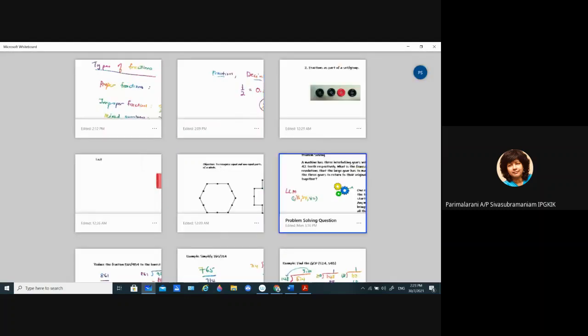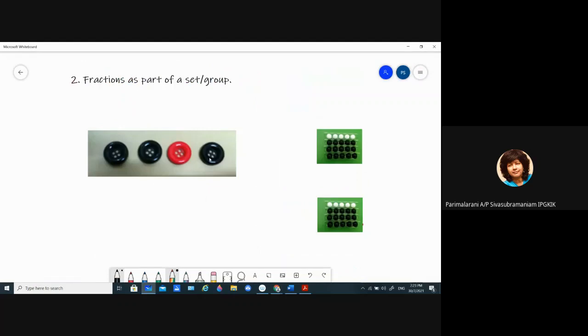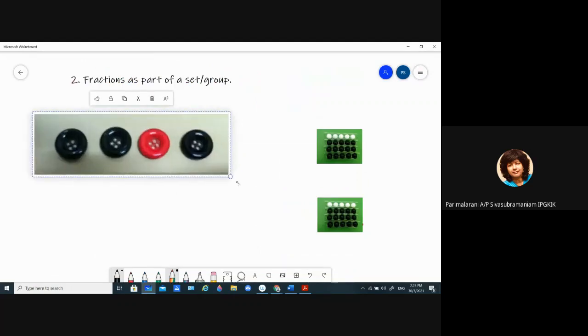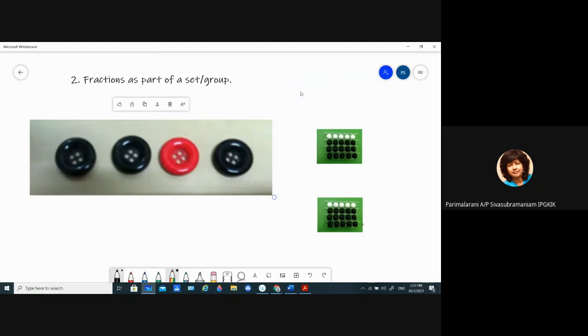So now we're moving on to the second concept of fraction, that is fractions as part of a set. We have 4 buttons here, okay? If we divide this into 4 groups like this, then we have 4 groups. And if you want to know the fraction of the red button, it will be 1 out of 4, okay?